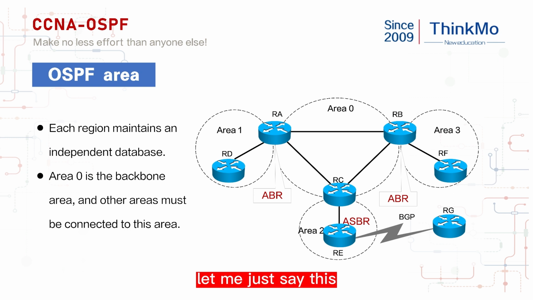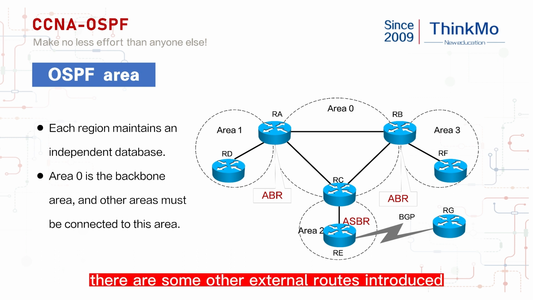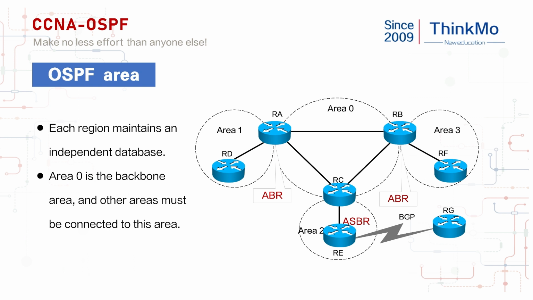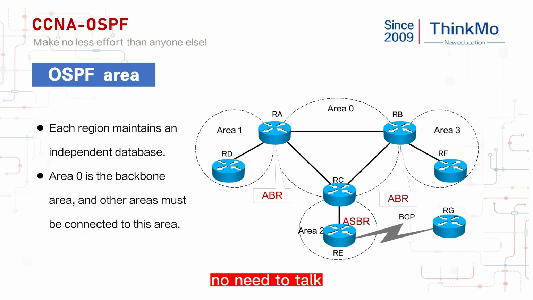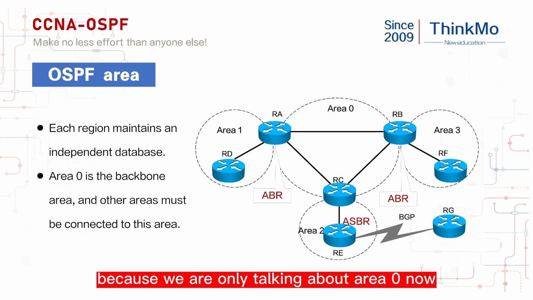Let me just say this. I just told you. OSPF backbone area 0. This is area 1. Area 2. Area 3. If on a device there are some other external routes introduced, let's not talk about these. Include these ABRs with these names. No need to talk, because we are only talking about area 0 now.